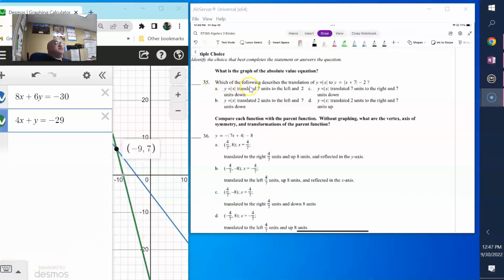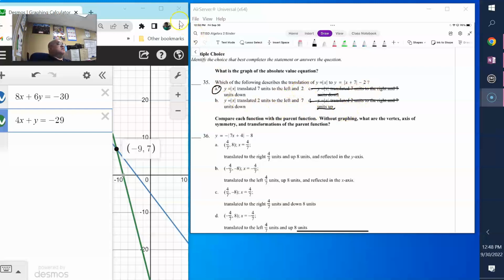35. Which of the following describes the translation y equals |x| to y equals |x plus 7| and then minus 2? Minus 2 means it's going to go down, so it's not going to be D. Plus 7 means it's not going to go right, it's going to go left. So now it's between A and B. This one says 2 units down. Isn't that 2 units? So your answer is A.